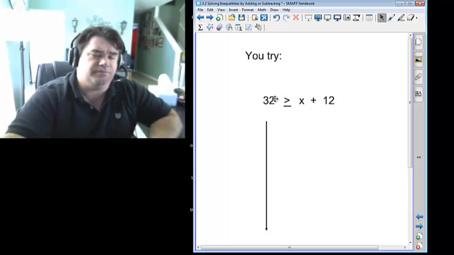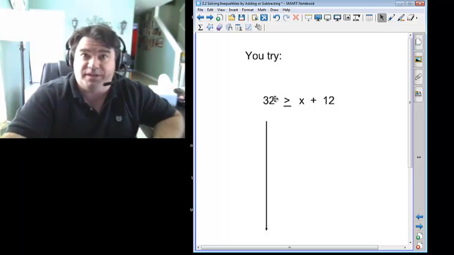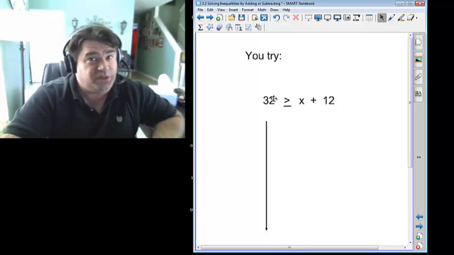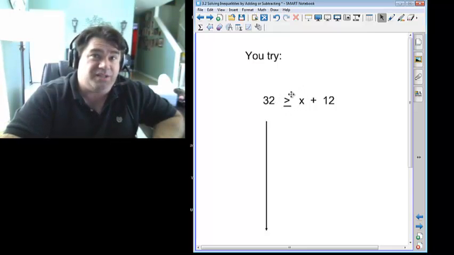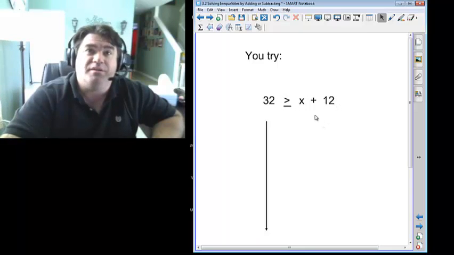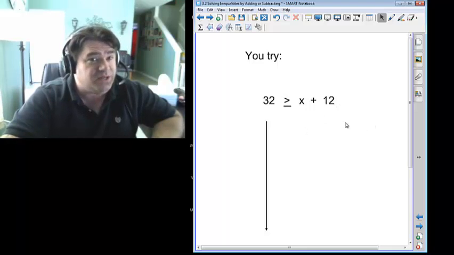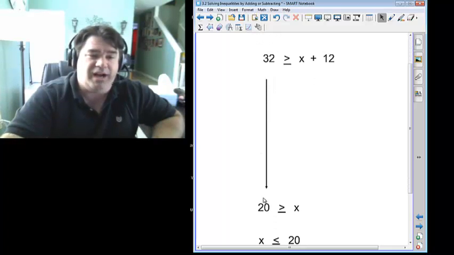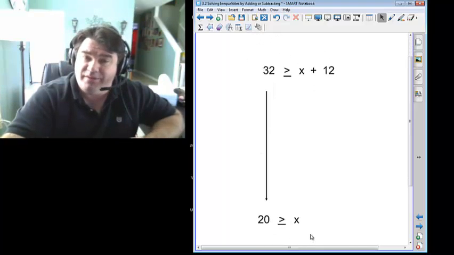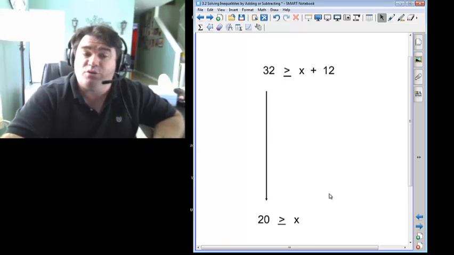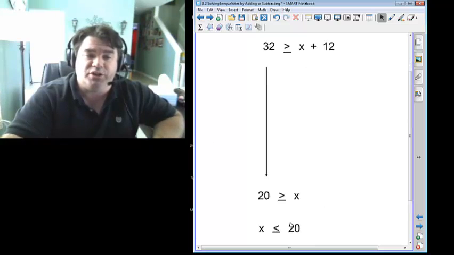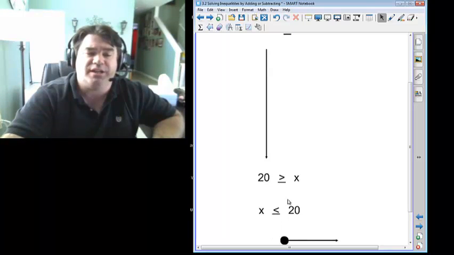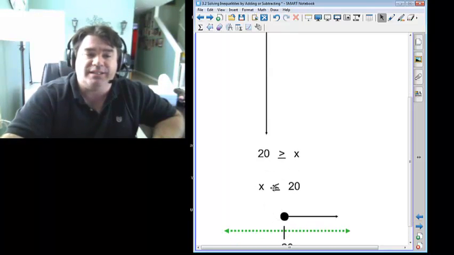Hopefully you had a chance to pause it by now. If not, you're kind of slow. So let's go ahead and get x by itself here. Instead of plus 12, let's minus 12, on one side and on the other. I got 20 is greater or equal to x. However, I want to get x on the left side, so I'm going to switch. X switches, 20 switches, sign switches. Now, x is less or equal to 20.